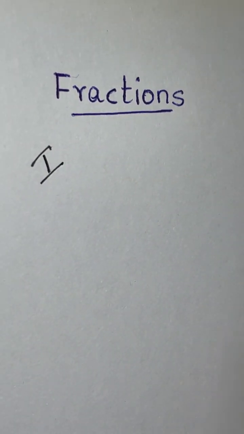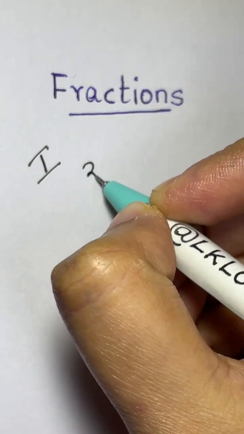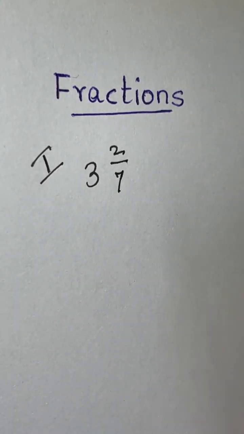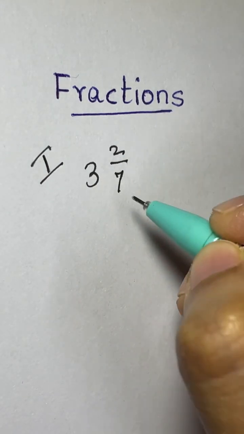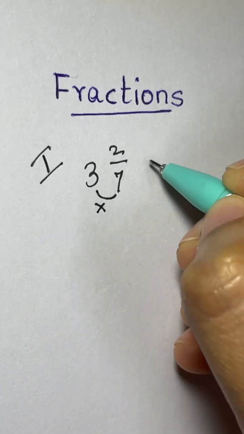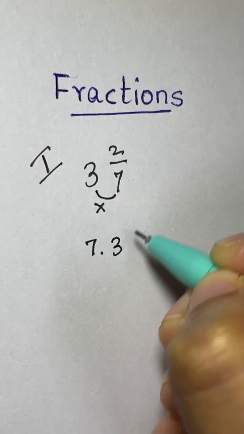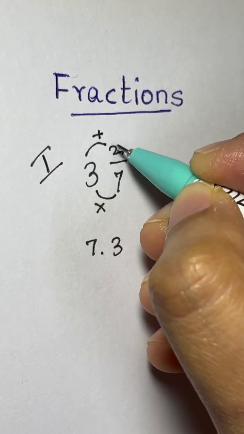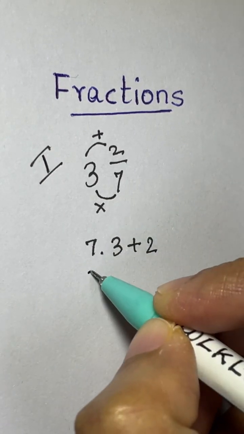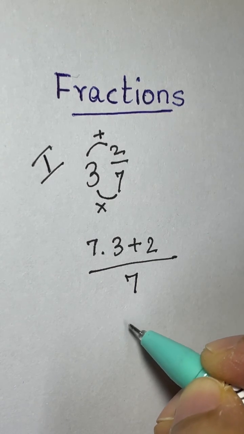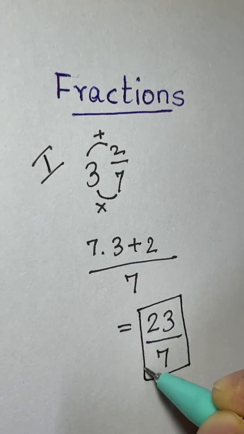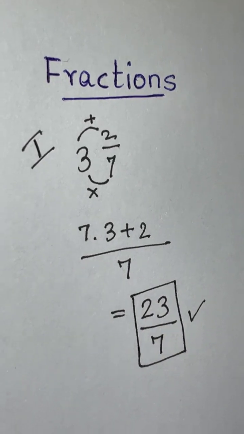Suppose you have a mixed number. A mixed number is basically a combination of a whole number and a fraction. So if you have something like this, it's a mixed fraction. You multiply the bottom two numbers, that gives you 7 times 3, and then you add the top one, 3 plus 2. The denominator remains the same, 7, which is equal to 23 over 7. So that's your answer. That's how you convert a mixed number to an improper fraction.